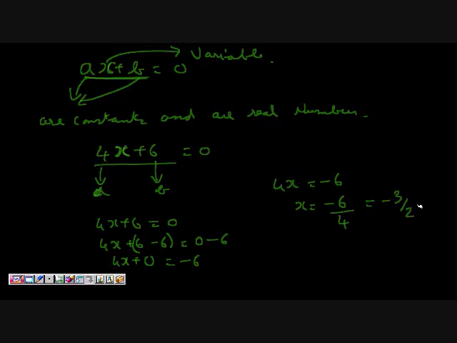So in order for the equation 4x plus 6 equal to 0 to hold true, x needs to be minus 3 by 2. Let's check if this equation holds true when x is equal to minus 3 by 2. We know that 4x plus 6 is equal to 0.